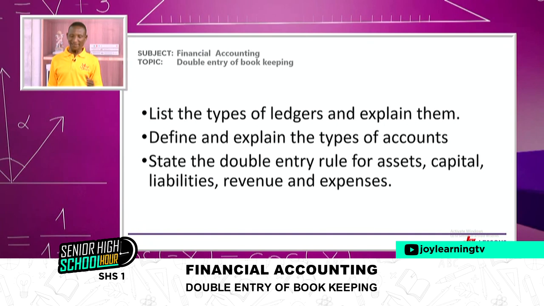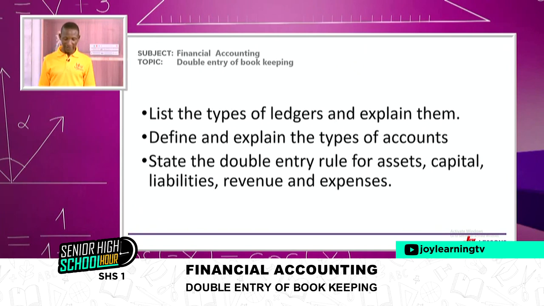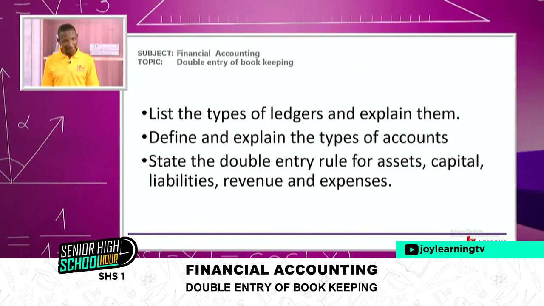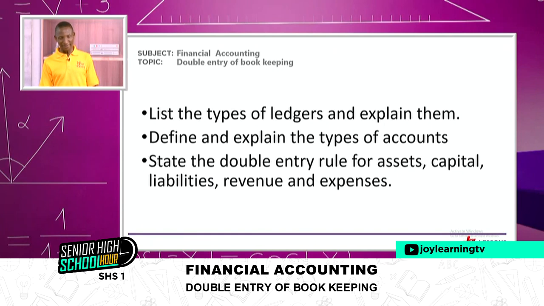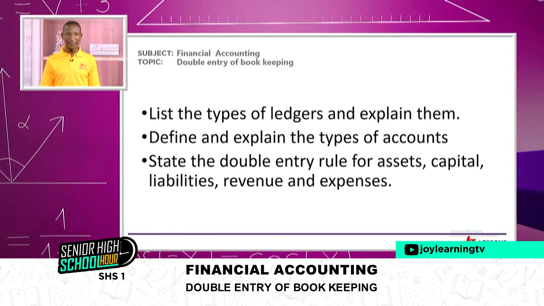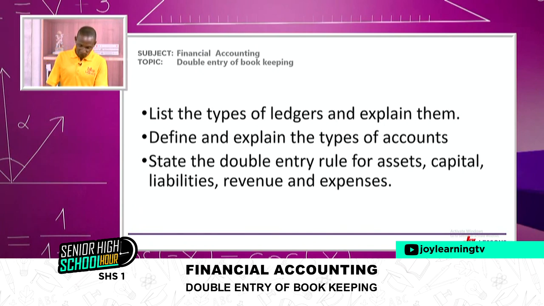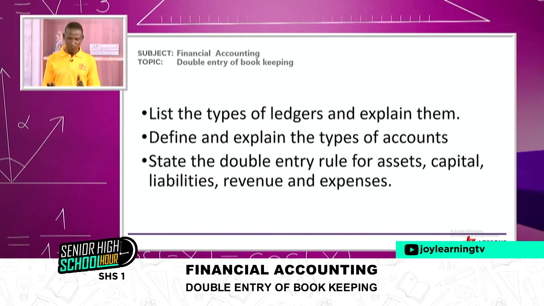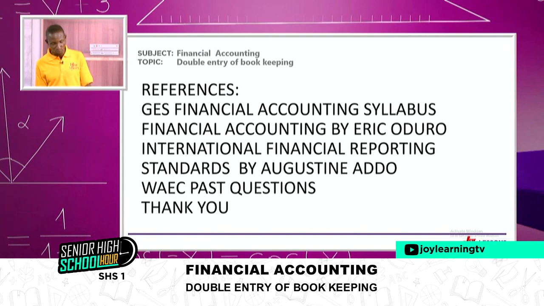Now, state the double entry rule for assets, capital, liability, revenue, and expenses. So this one should be very simple for you. The only thing is, know the side of the account. For instance, we know asset is having a debit balance. So if it is having a debit balance, once it increases, you debit. Decreases, you credit. Capital having a credit balance, increasing, you credit. Decreasing, you debit. Liability, same. Having a credit balance, increasing, you credit. Decreasing, you debit. Revenue, having a credit balance, increasing, you credit. Decreasing, you debit. And expenses, debit balance, increasing, you debit. Decreasing, you credit. So I hope this is very simple for you to digest and be able to do well in your exams.